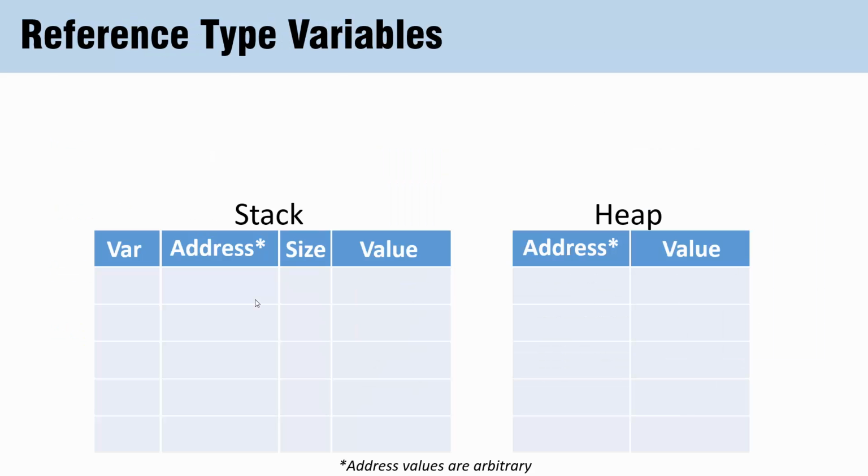Reference type variables, on the other hand, store their data in 2 different locations. We have the stack, which is going to be almost identical to what we saw with value types, and then we have this memory location called a heap. And the heap is just a big chunk of memory that the CLR will manage, so any reference type data will be stored in that location.